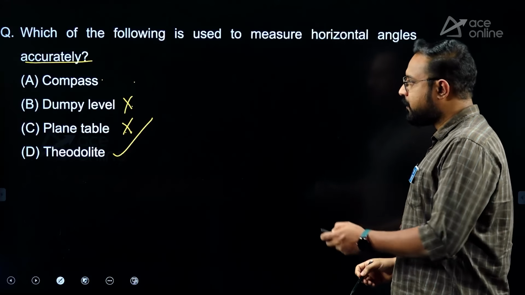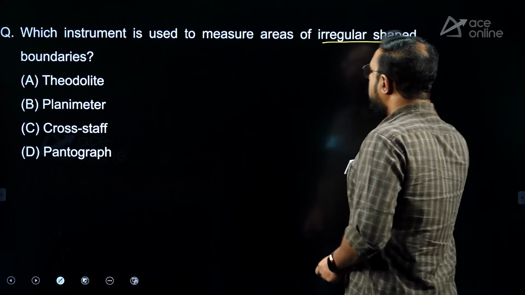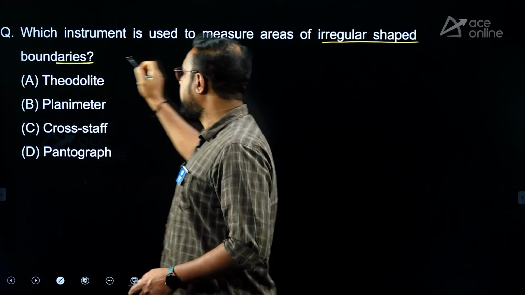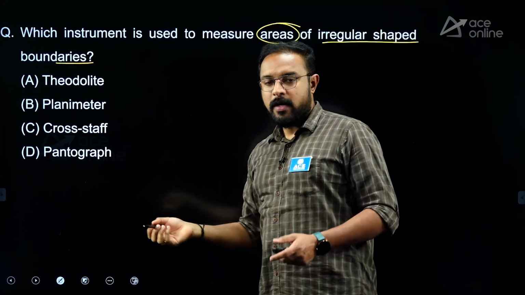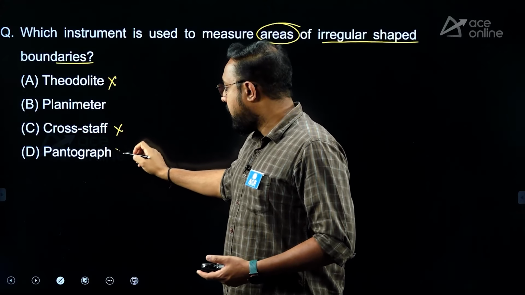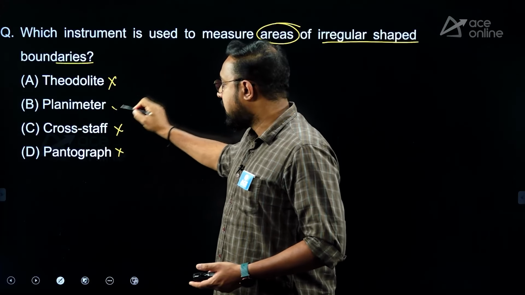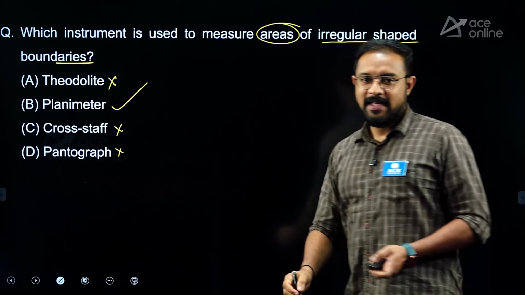Next, which instrument is used to measure areas of irregular shaped boundaries? So tell me, guys, to calculate areas of irregular shaped boundaries from my maps and plans, what is the instrument that I use? Theodolite is measuring angles, cross staff is also not used, pantograph also not used for measuring areas. The answer is what? Planimeter, guys.